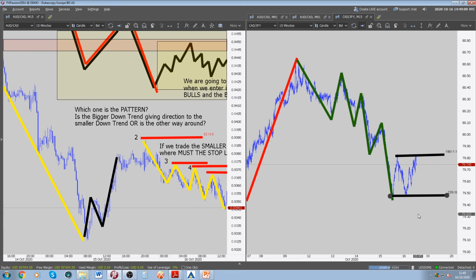What about Canada JPY? Should we go long? Should we go short? Should we go sideways? Should we wait? What should we do? Any ideas, everybody? And remember, there is no right or wrong. You can go long, you can go short, you can go sideways, but you need to move your stop loss to the pattern traded. So the question is, what are you trading?